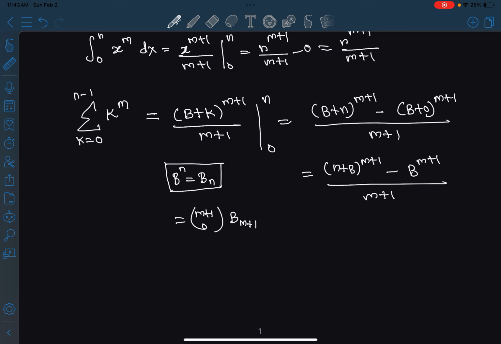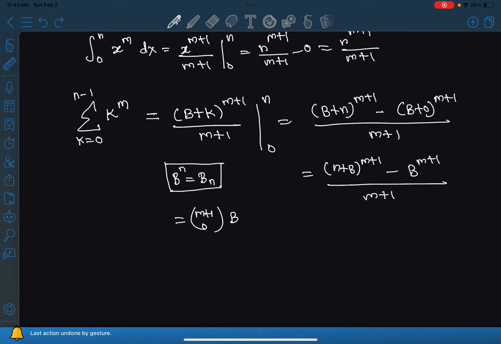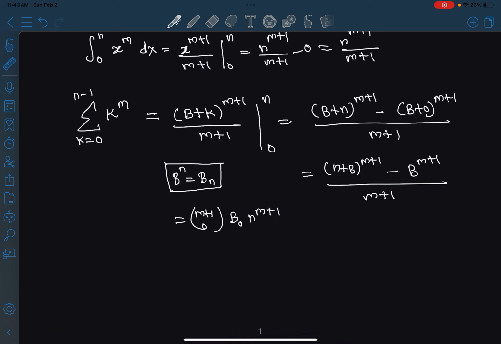Okay. Let me do it in the reverse way. So that means I will do b sub 0 n to the power m plus 1. It doesn't matter how I do it, right? And then m plus 1 choose 1. So basically this is b to the power 0, but I just defined that b to the power n be the nth Bernoulli number. That's some weird definition, but yeah, let's see how that works.